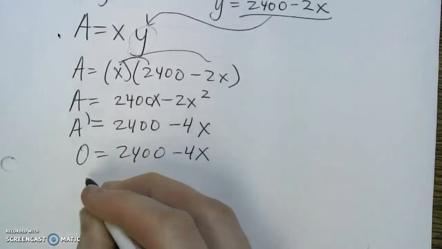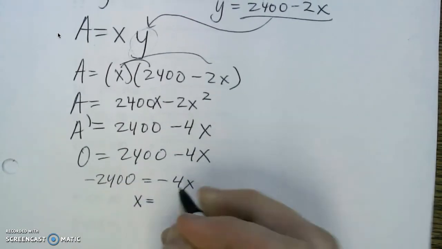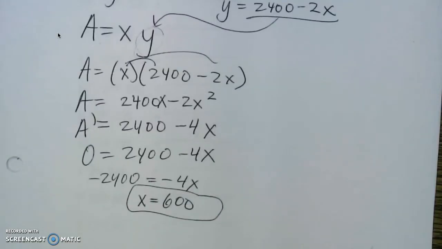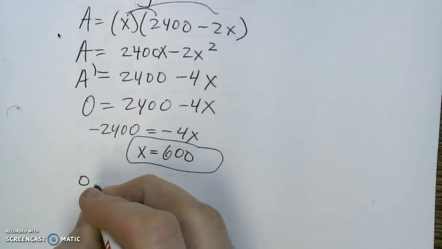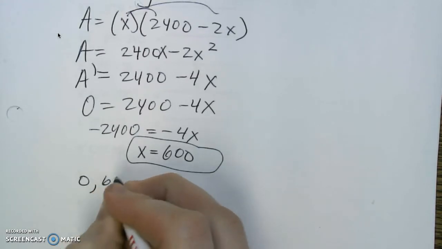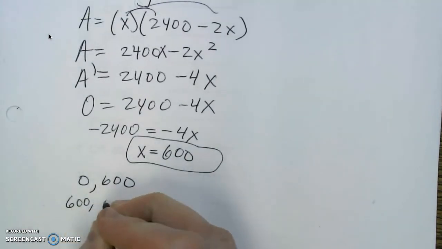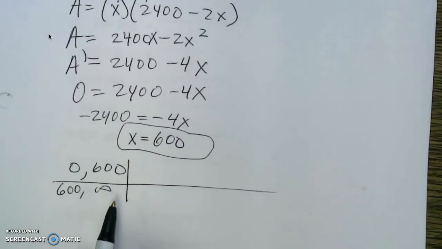So subtract 2,400 to the other side, divide by -4, and we're getting x to be 600. We just want to make sure that it is indeed the maximum. We're not going to have anything lower than 0 for our area, and we don't know how big the area can get because that's what we're trying to figure out here. So we can just say 600 to infinity, but we definitely do not think our area is going to go to infinity. We'd have a lot of fencing for that.